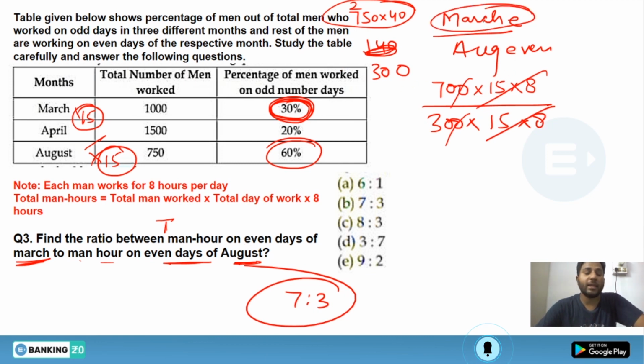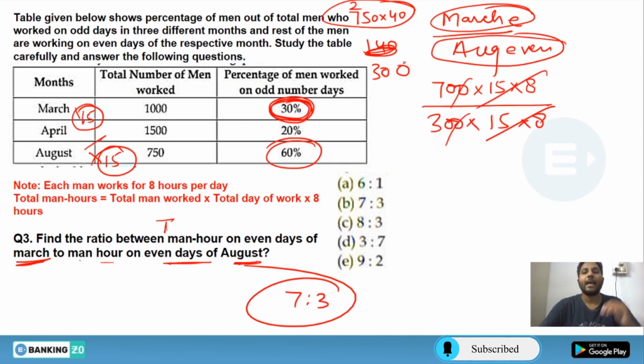We are talking about even days of the month of March, while even days of the month of August, and both the months belong to 31 days. That means their even number of days has to be equal. If even number of days has to be equal, that means in terms of ratio, this 8 hours a day data has to be common for both of them. That means 8 will already be eliminated while the number of days will also be eliminated.